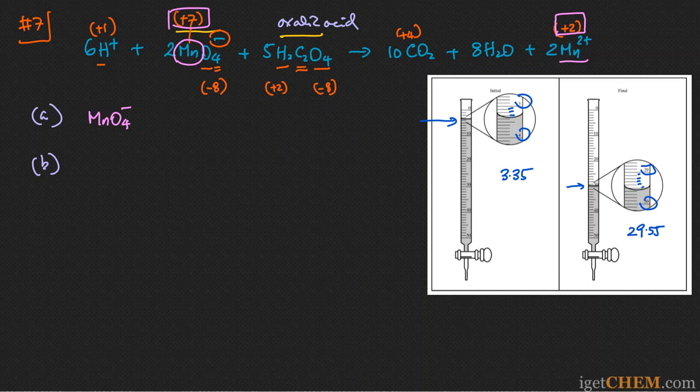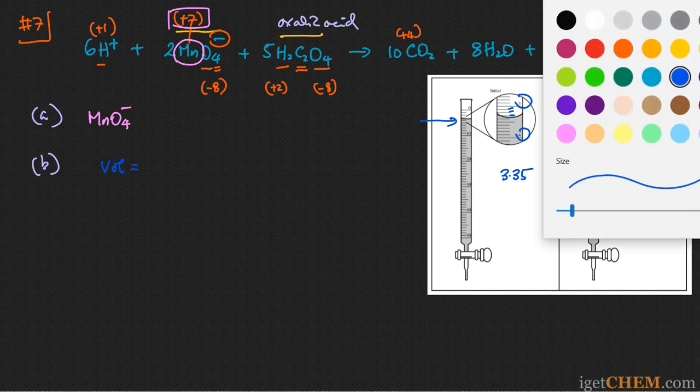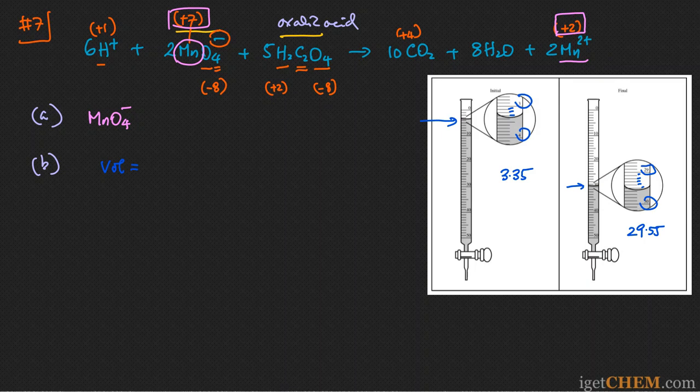So what you can then do is to look at the volume by subtracting those from each other. Let me use a different color. 29.55 minus 3.35. It's in units of milliliters, so that's 26.20.